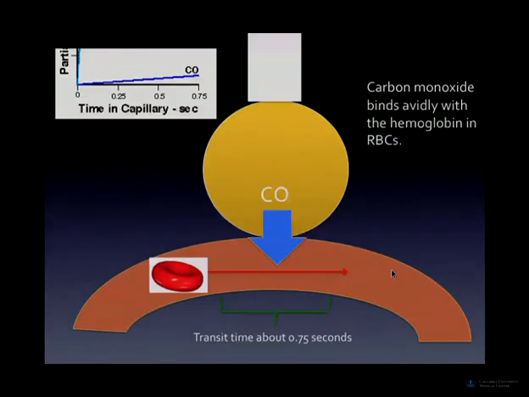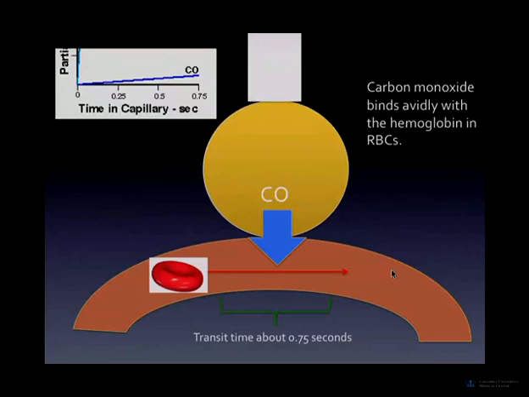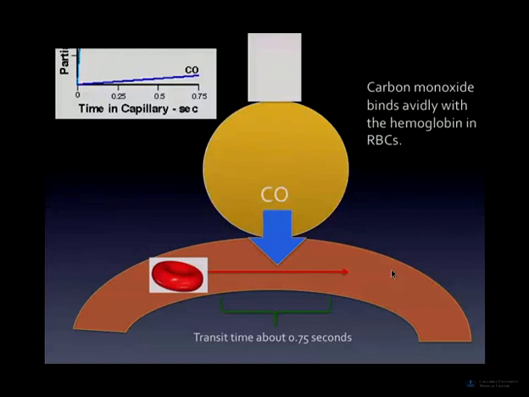Carbon monoxide binds very, very avidly with the hemoglobin in red blood cells. And in a real human, this property is very dangerous and potentially lethal, and you're going to learn about this in the next lecture. For right now, we don't have to worry about carbon monoxide poisoning because these aren't even real lungs. We're just talking about gas transfer across the membrane of our fake lungs.